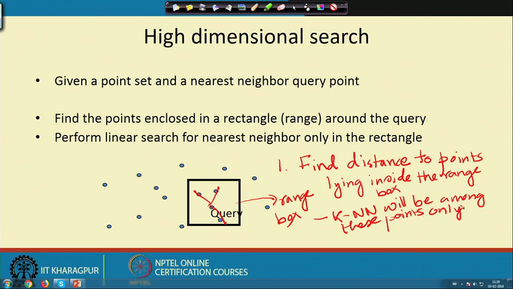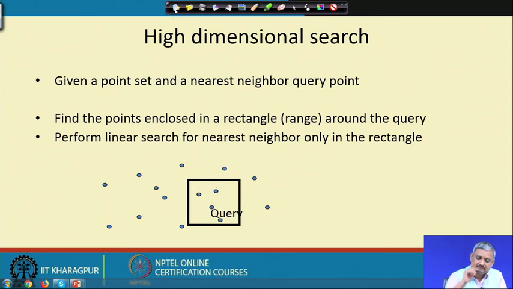KNN will be among these points only. So, you have a reduction in computation. You are reducing the number of distance computations to only a subset. Okay. So, now basically what we do is the following.